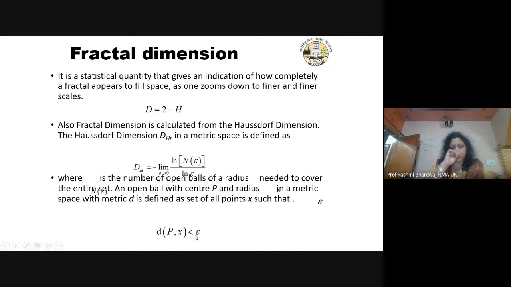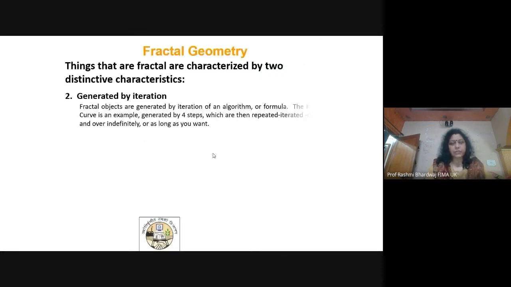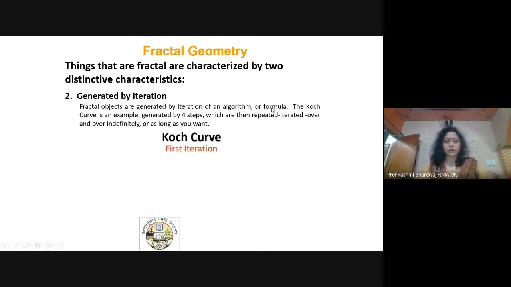So you are taking small open balls which are covering the complete space, and if we are getting a D_H as minus limit of this, if it is coming to be a value, then we say that it has a fractal dimension. Now it is very simple because it is generated through the iterations, and if anyone is interested, we can discuss later on. These are generated by iteration of an algorithm or formula.